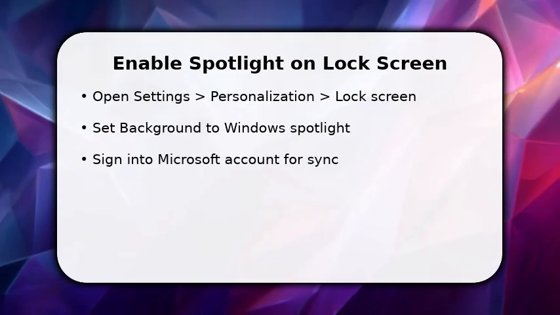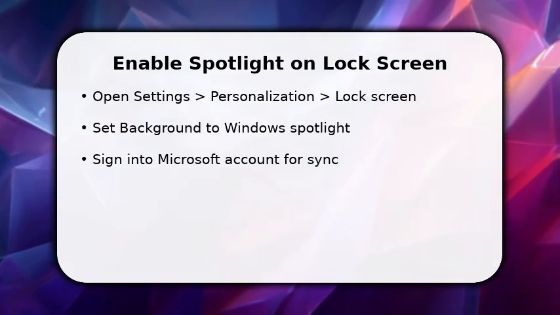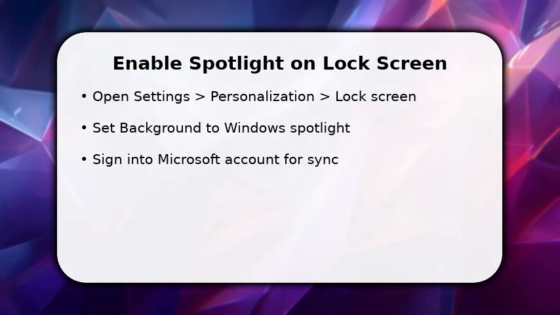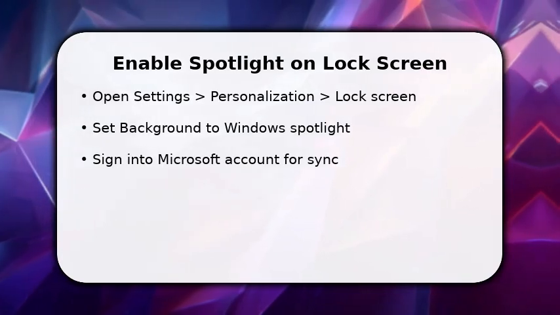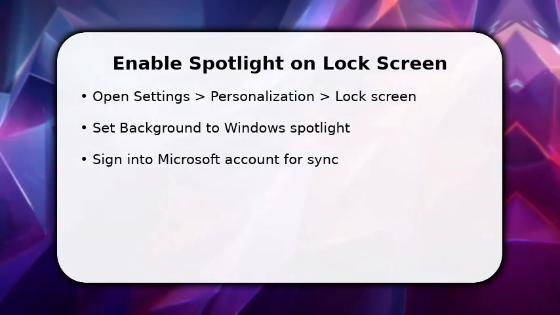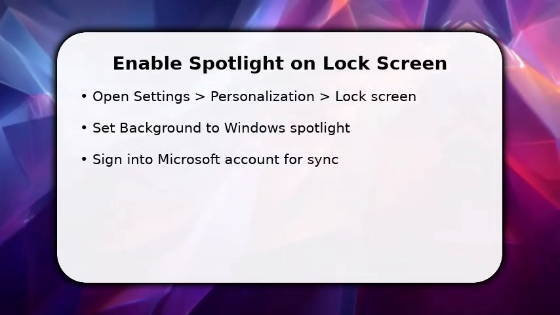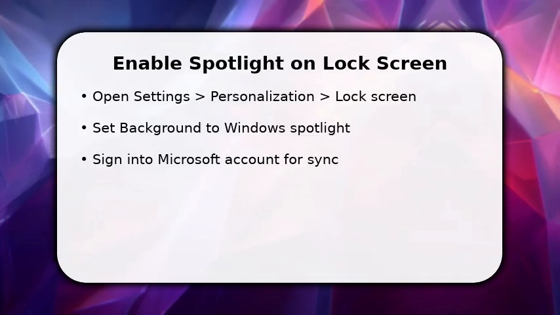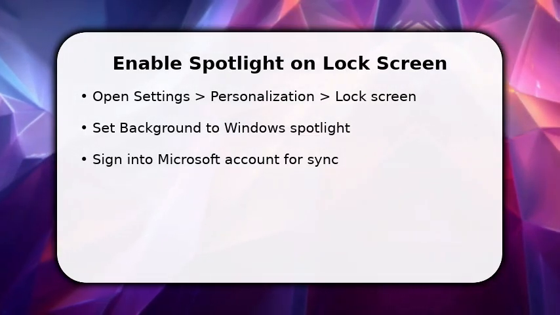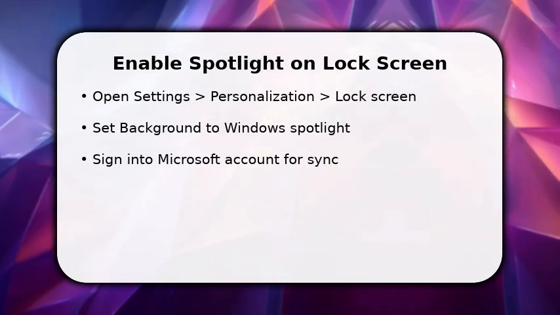You start by opening Settings and navigating to Personalization, then Lock Screen. Set background to Windows Spotlight so the service can pick images. Make sure you are signed into your Microsoft account because Spotlight stores preferences and syncs suggestions. If you prefer, toggle Get Fun Facts, Tips, and More on to allow contextual images.